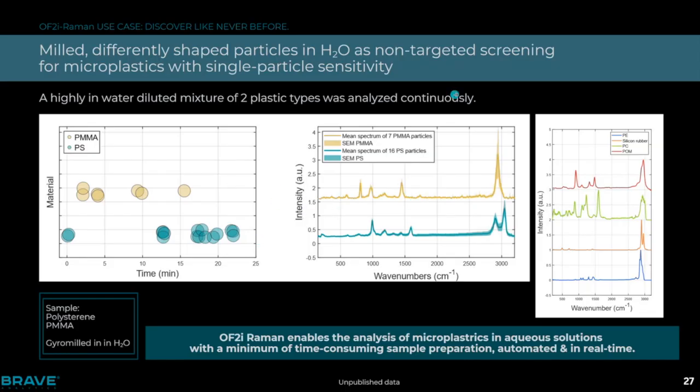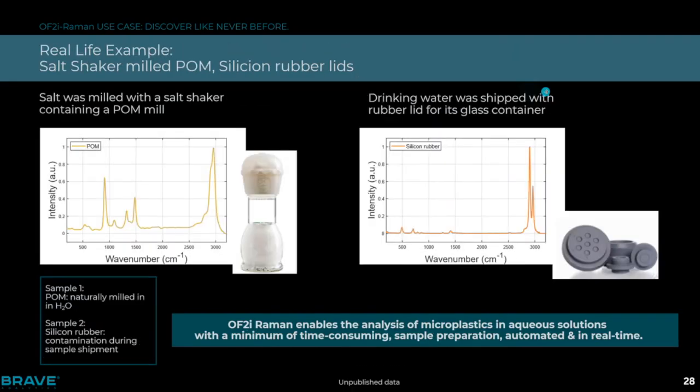So the first step was done: we are able to define all the different spectra, measure them over time, and get information on the different occurrences. We thought, is this also possible with real samples? One of our physicists bought a salt shaker and ground some salt, because he knew there is a POM milling contraption in there. The salt was put into water, and we started scanning and were clearly able to define POM on this milling salt shaker.